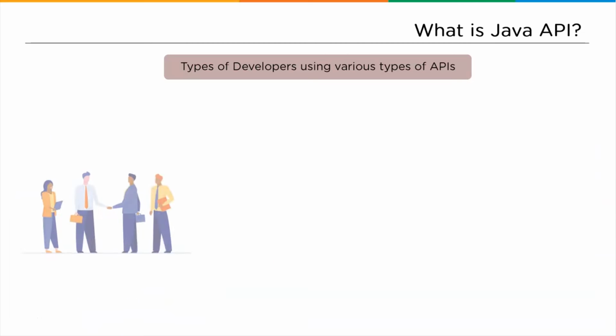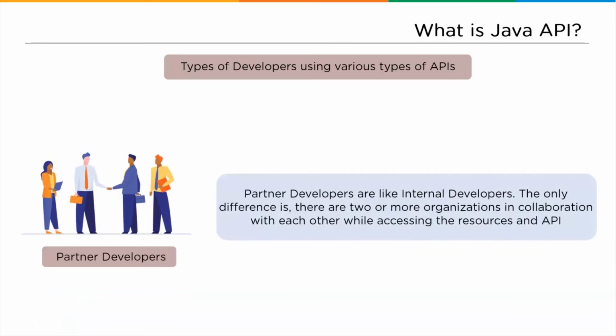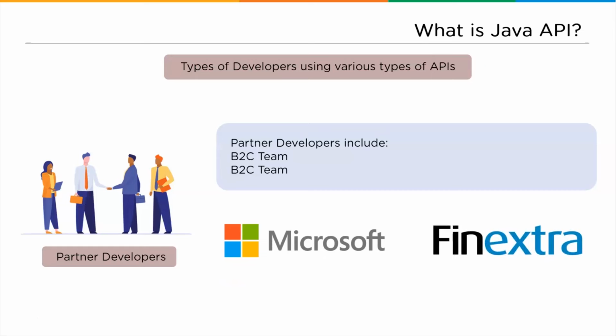Next we have the partner APIs. The partner developers are similar to internal developers, but the only difference is there is a collaboration between two or multiple companies. For example, consider yourself to be linked with a different company and you both wanted to create an application. Only you both can have access to that particular API that you're using to create your application. Partner developers majorly use the B2C teams, and the major companies providing the partner APIs are Microsoft and Finextra.